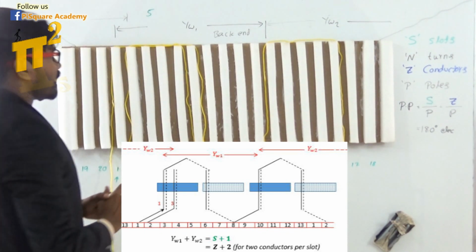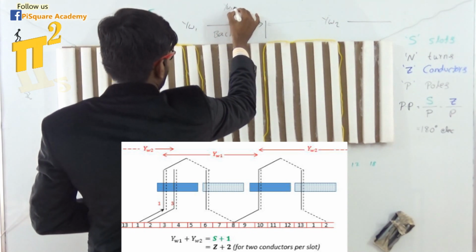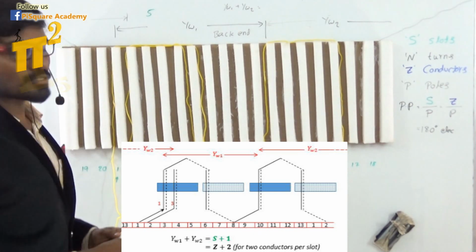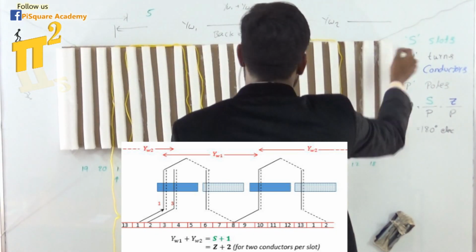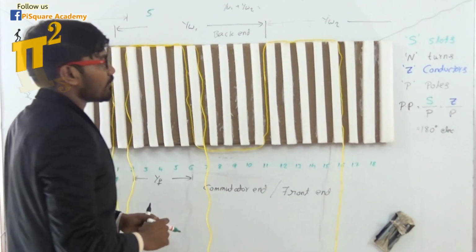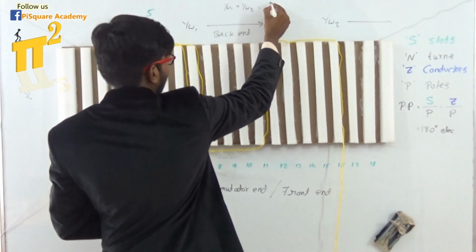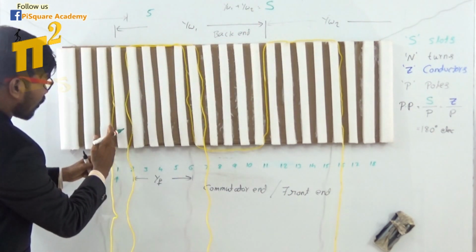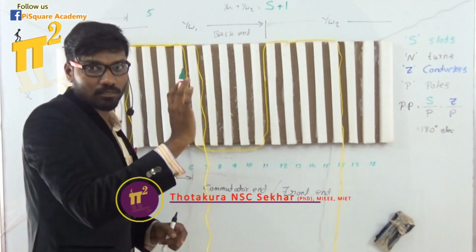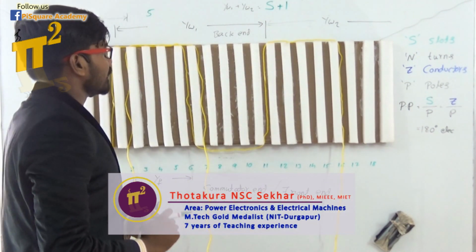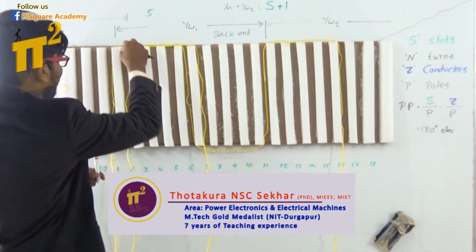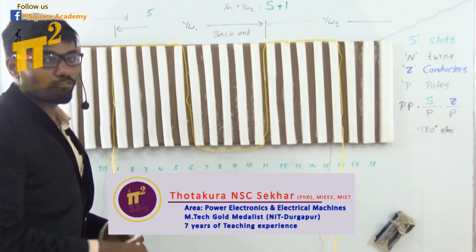Now tell me, what is YW1 plus YW2? Again, in terms of slots. You tell me in terms of slots. If the total number of slots is S, how many slots do I get if I add these two? Again, it has started after the first one. So S plus 1. Green color means number of slots. Now how many poles are here? A 4-pole machine. I'm talking about a 4-pole machine.